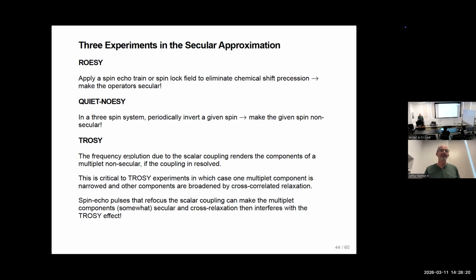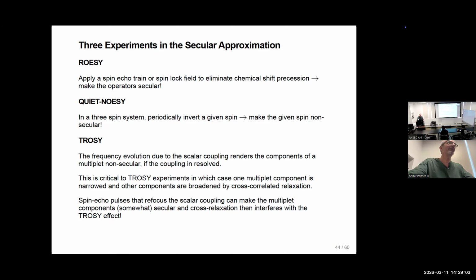So here's what we said. If we apply a spin echo or a spin lock, we can prevent the phase evolution from chemical shift, and that's called the Rosie experiment. One reason that experiment is useful is in medium-sized molecules, when we talk more about the NOE, you'll see that the NOE might be zero for certain tumbling times, whereas the Rosie effect is always positive. So in medium-sized molecules, sometimes people run the Rosie just to make sure they're not missing NOE crosspeaks.